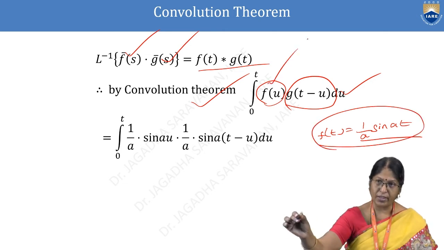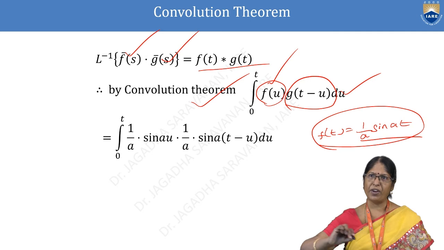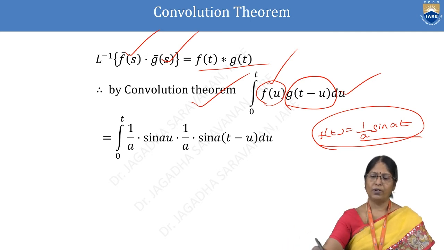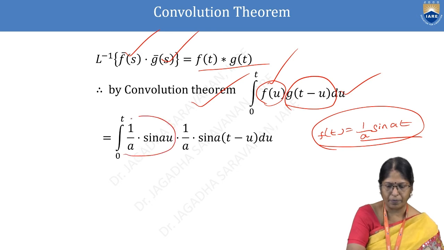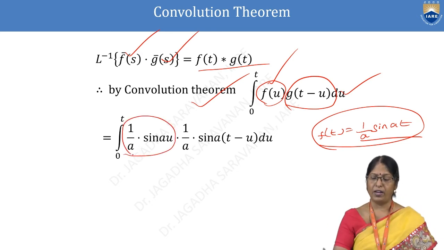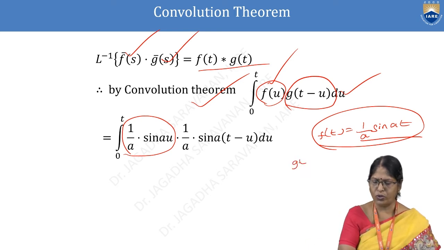According to the convolution theorem formula, f of u is there. So the t wherever it is there, it should be replaced by the variable u. That's what is written here: 1 by a into sine a u. The next one, g of t, also the same, 1 by a sine a t.